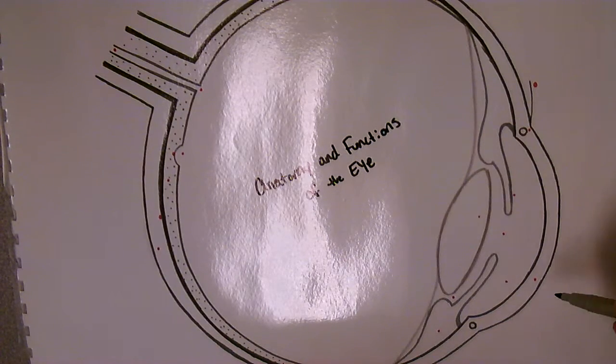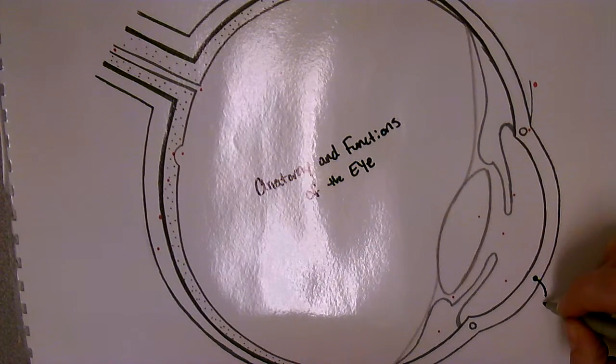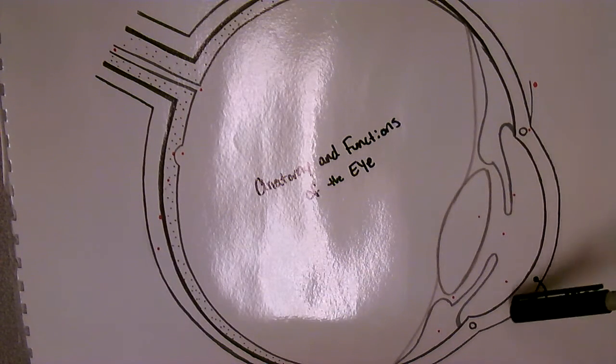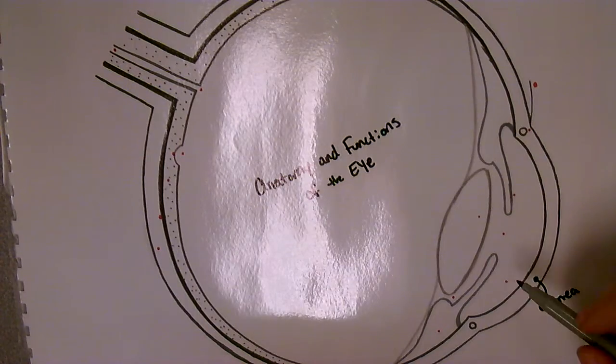And I want to get it started off with the outermost transparent protective layer of the eye. It's called the cornea. And the cornea is where we get the majority of light refraction, focal strength of the eye. Its curvature is where we get our refraction.